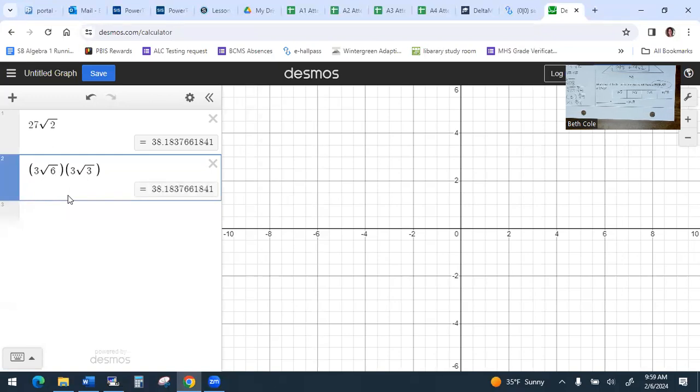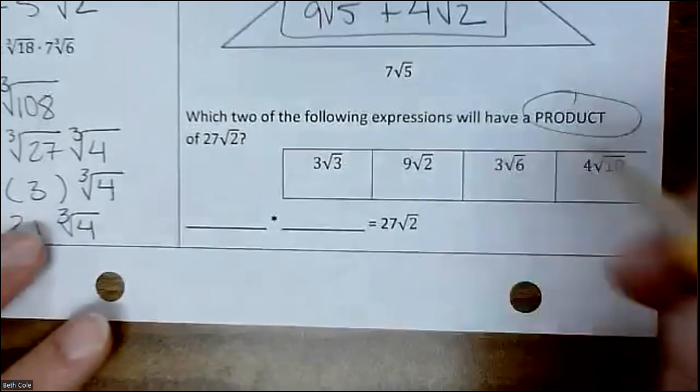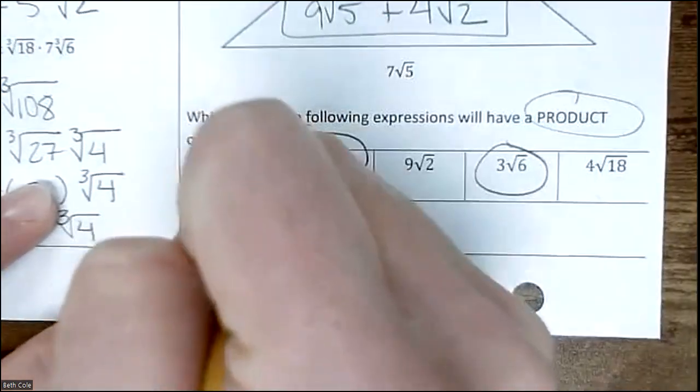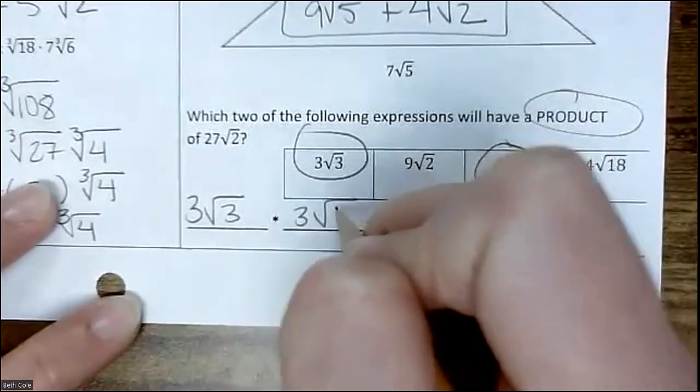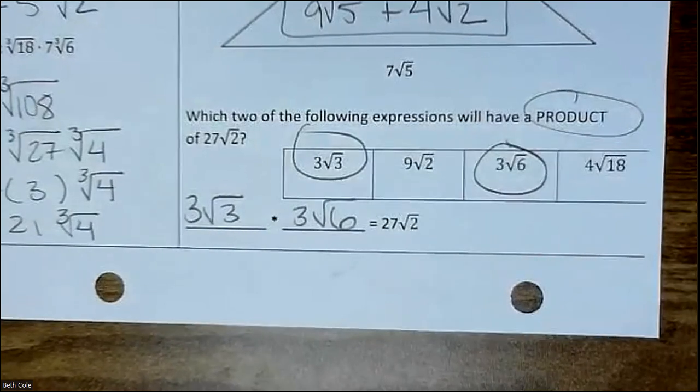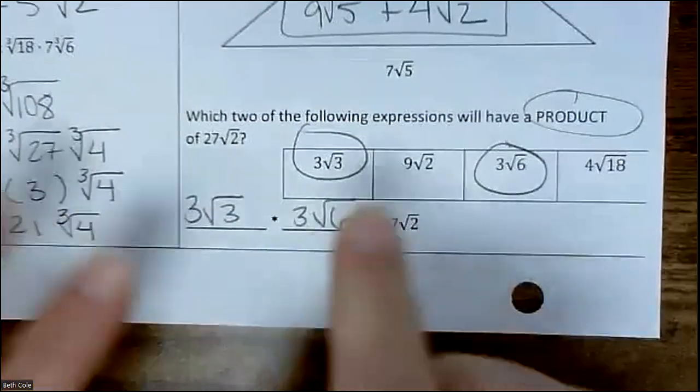Do you see how I just noodled around with it until I made it work? All right, so circle those 2. 3 square root of 6, 3 square root of 3. And then put them on the line. We're trying to simulate a drag and drop question, like they do on the SOL. Like you have to take these and drag them into place.